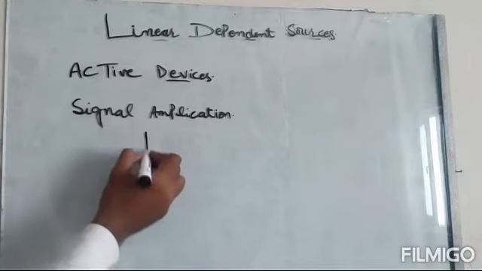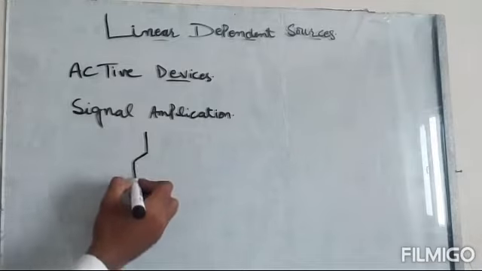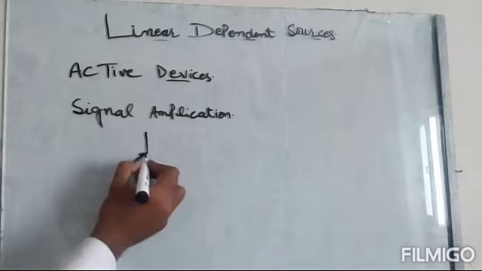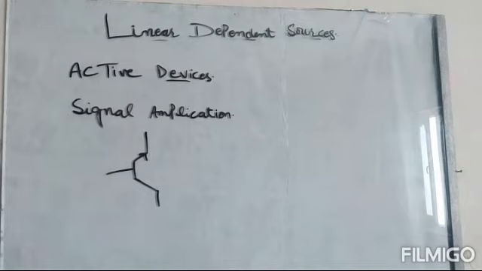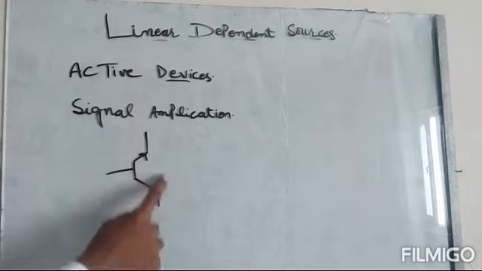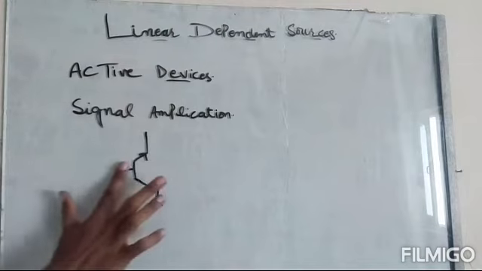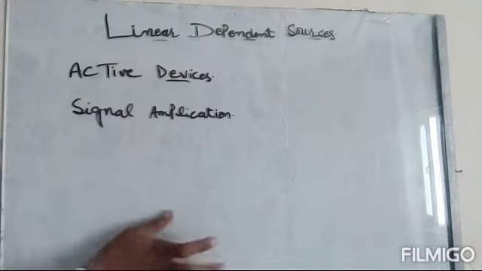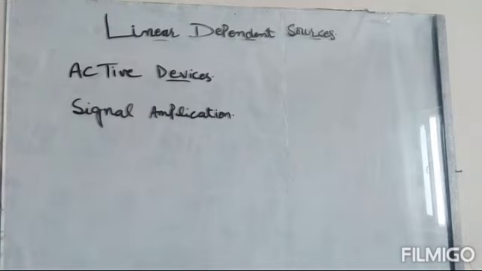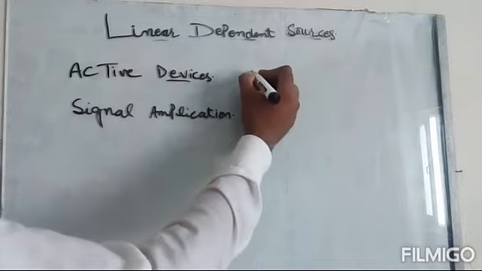For example, a transistor is a three-terminal device. It requires an external signal to operate between these two points. So these types of devices are called active devices that require some external source to operate correctly. So what are dependent sources? Dependent sources depend on some external signal.